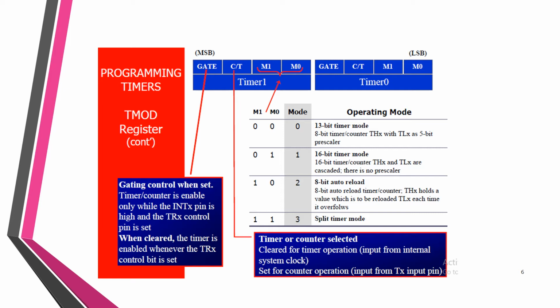Then C/T indicates timer or counter operation. It is 0 for timer operation: input from the internal system clock is taken. It is set for counter operation: input from the TX input is taken. So this is basically the difference. In case of counter operation, the input is taken from the TX pin, and in case of timer operation, the internal system clock is considered as the input.